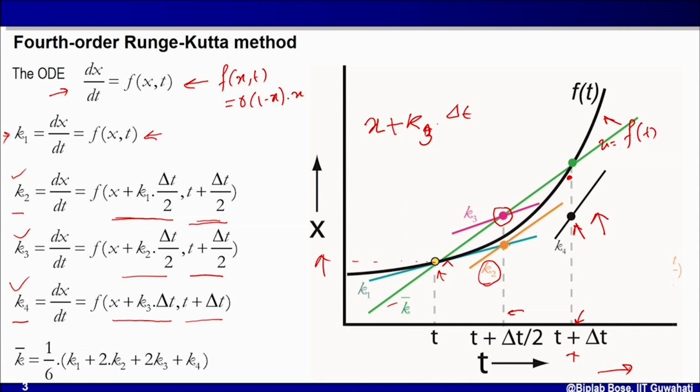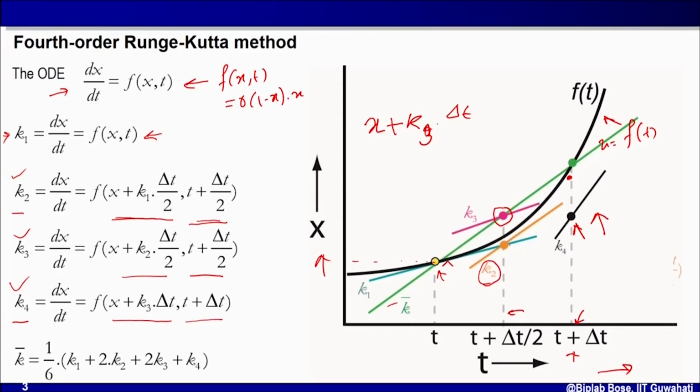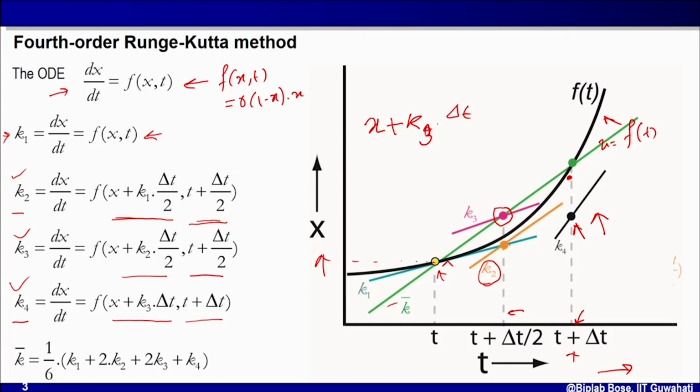So what I do, I take an average of these four slopes: K1, K2, K3 and K4, and I take a weighted average. That means I give different weights to each of these slopes. For K1 and K4 we give equal weightage, but for K2 and K3 I give twice the weightage. So I get the mean value of K is K1 plus 2K2 plus 2K3 plus K4 divided by 6, because remember 1 plus 2 plus 2 plus 1 is equal to 6.